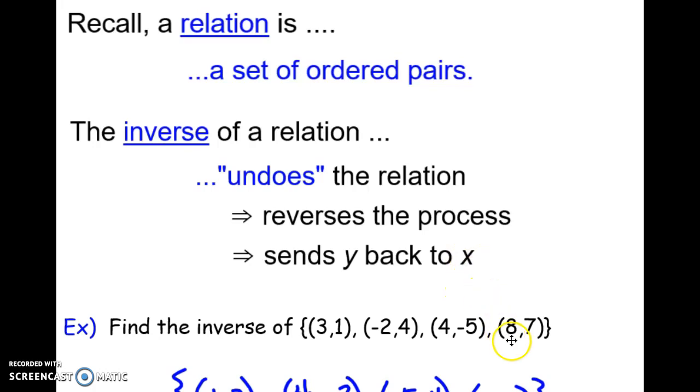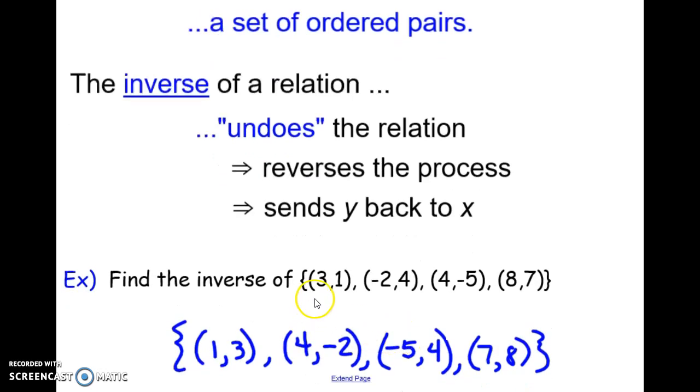There are different ways we can represent relations: tables, mappings, formulas. Right here I have an example of just a listing of ordered pairs. So this is a relation because it's showing me how two sets of data are related, the x's and then the y's. To find the inverse of it, I simply reverse all of those ordered pairs. So instead of 3 being sent to 1, I have 1 being sent to 3. Instead of -2 going to 4, I now have 4 going to -2. So what was the domain is now the range and vice versa.